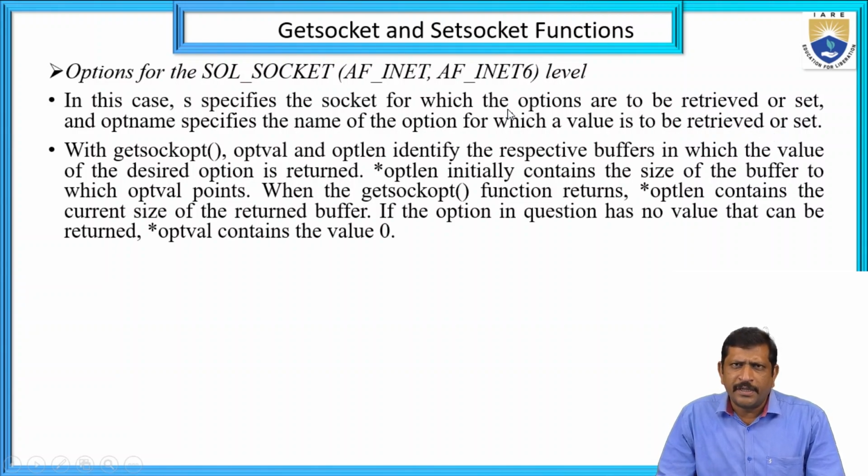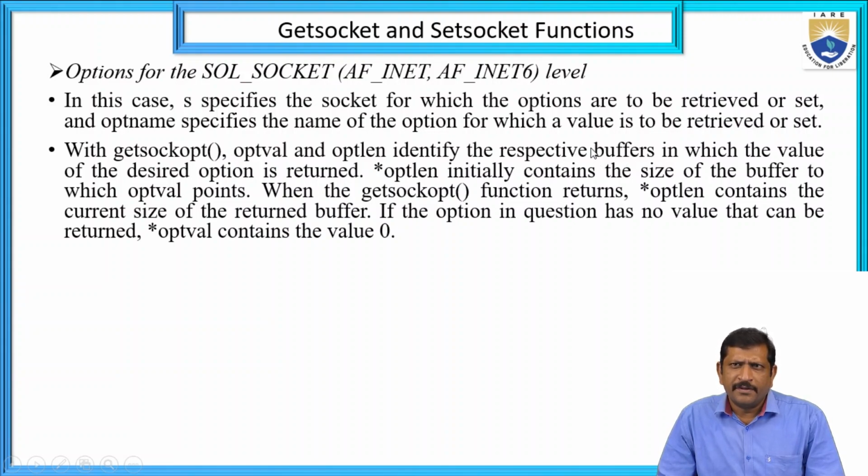Now we are setting the time. Here is getsockopt as a function call, with optval as a parameter and optlen as a parameter. These two parameters in getsockopt act as an option. Now it can identify the respective buffer in a system.